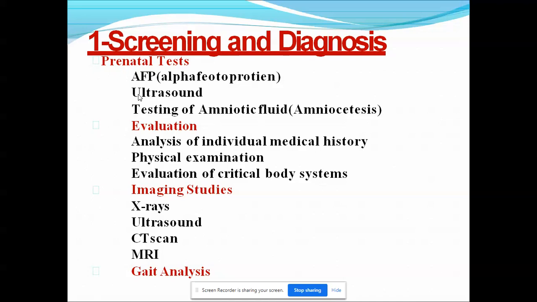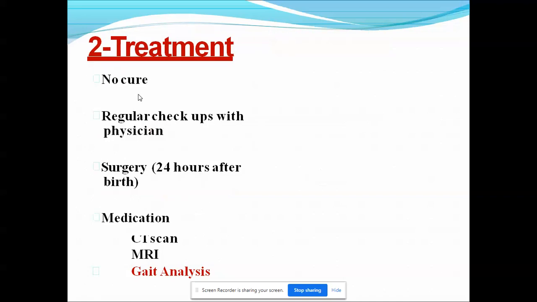Evaluation. So we have to take the medical history, as we have already seen that if one baby has spina bifida, then chances are more that the second baby will also have it. Physical examination should be done. Evaluation of critical body systems should be done. Imaging: we have to do X-ray, ultrasound, CT scan, MRI, and gait analysis. So these are the diagnostic methods.